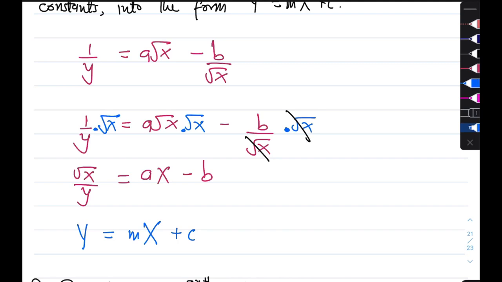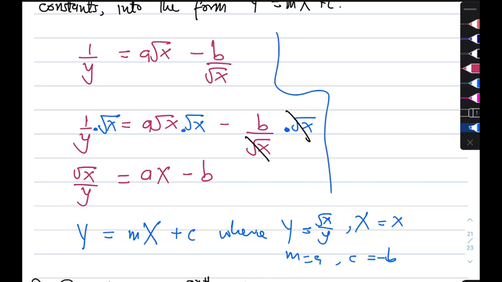Okay, but this is only true when you have your big Y equal to root x over y, and your big X equal to small x, your gradient is equal to a, and your constant is equal to negative b. Well, there are several ways to actually do this. Someone can say that, from the beginning, we were given 1 over y is equal to a root x minus b over root x.